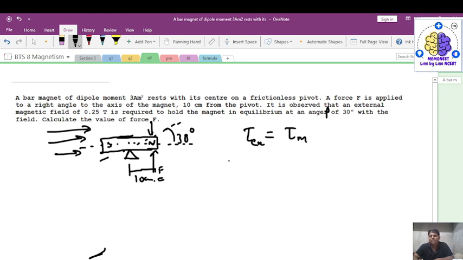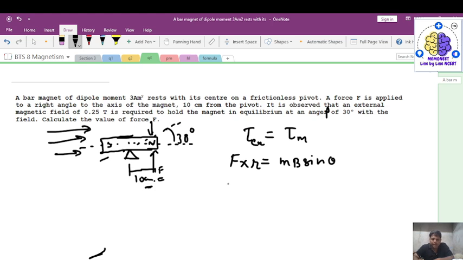The torque applied by the external force will be F into R, the distance between the line of action and the fixed point. That has been given as 10 centimeters over here, and the torque applied by the magnetic field is given as mB sin theta, right? So tau is equal to mB sin theta.